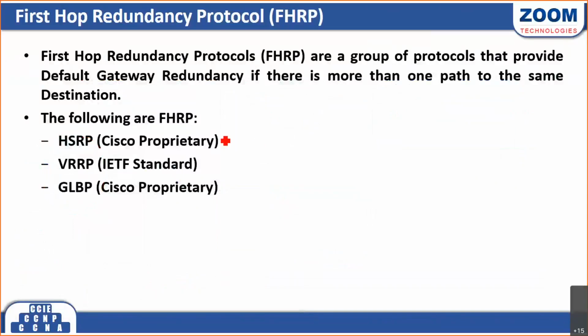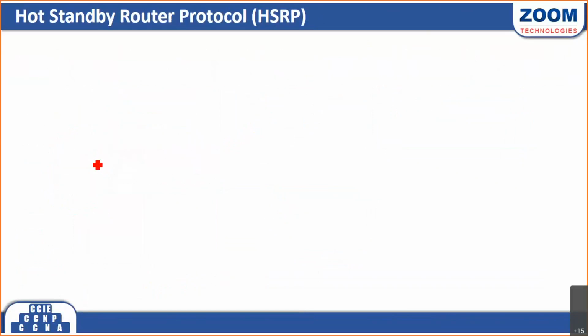So we will learn about the HSRP protocol in our sessions. We'll see about HSRP. HSRP is Hot Standby Router Protocol. The first thing about HSRP is that it is a Cisco proprietary protocol.